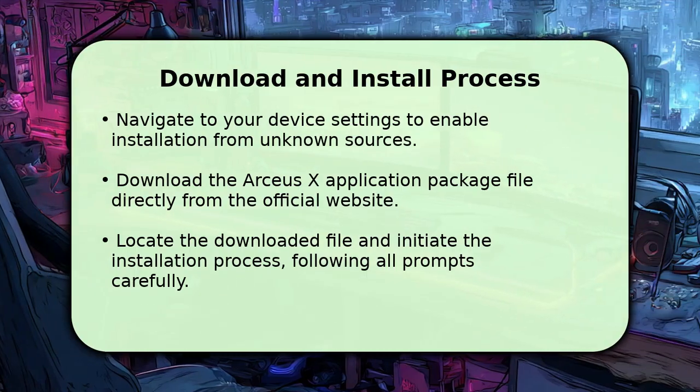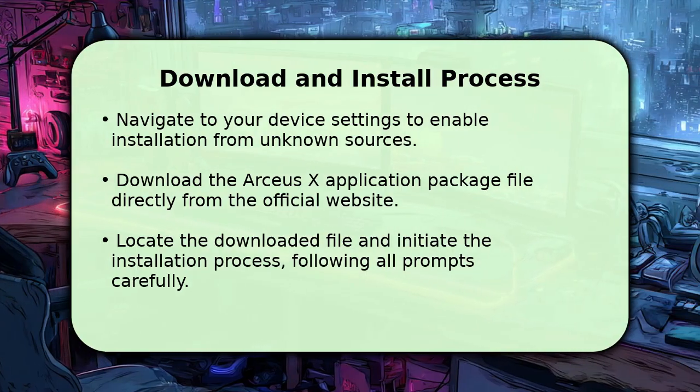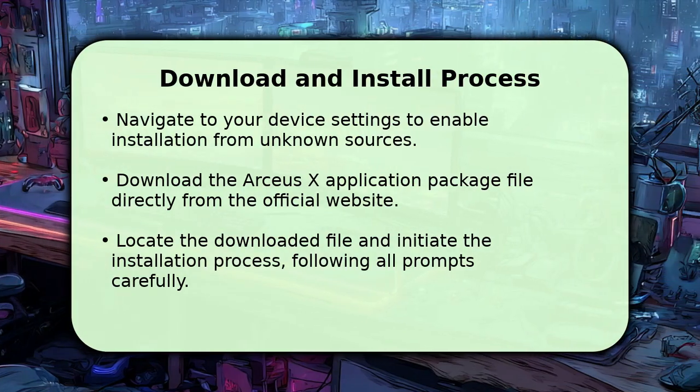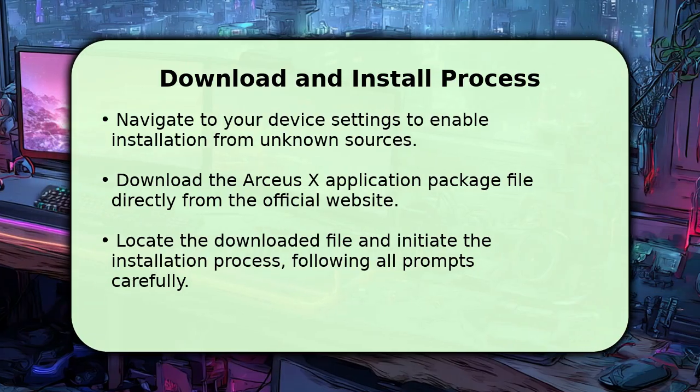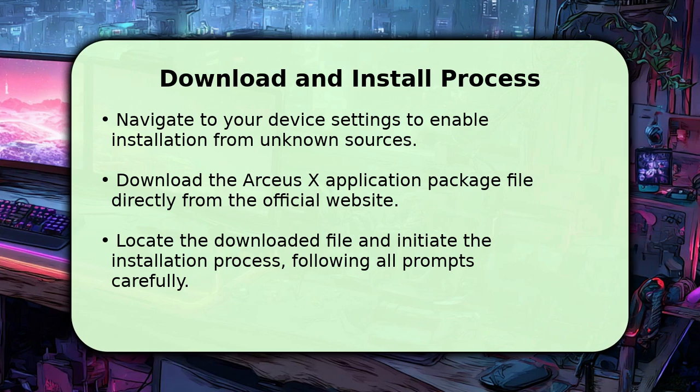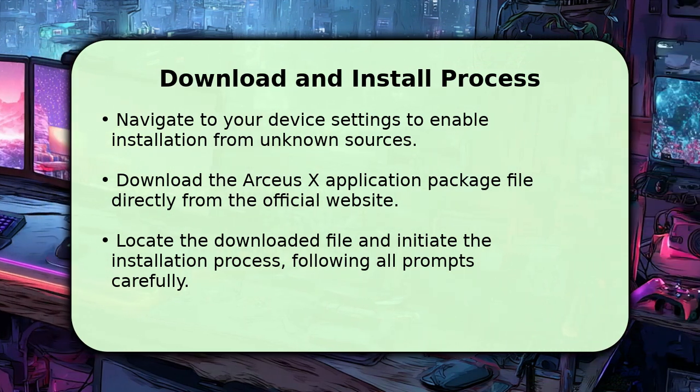After enabling this, download the Arceus X application package, or app, file from the verified official website. Once the download is complete, locate the file in your Downloads folder and tap on it to begin the installation. Follow all on-screen instructions precisely.